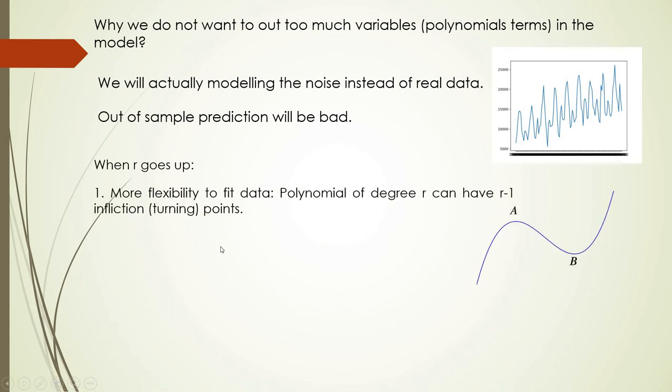When we are increasing r, we are adding more flexibility to our fitted data. A polynomial of degree r can have r-1 inflections, turning points. What does that mean? If we have data like this, we have actually two inflection points, inflection point 1 and inflection point 2. So it actually means that in our model, we need to have r equal 3, because we will have xi power 2 and xi power 3 in order to model this variation in our data.